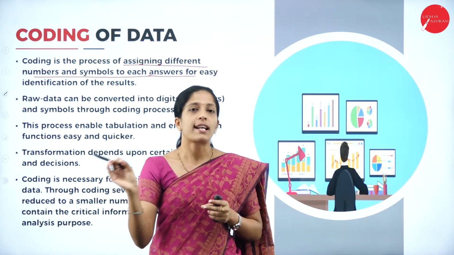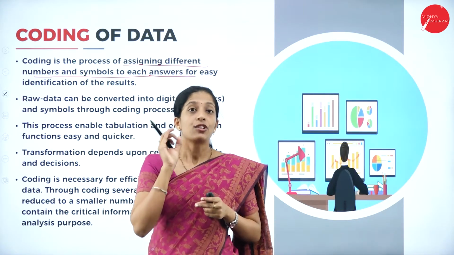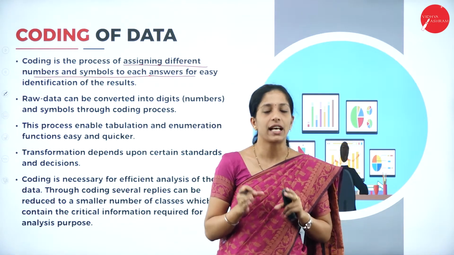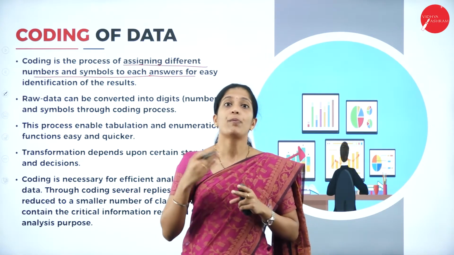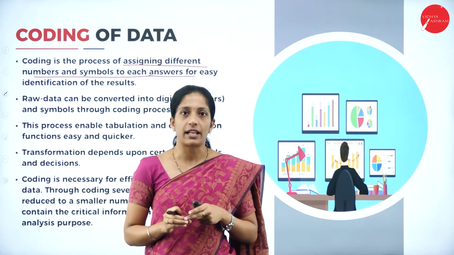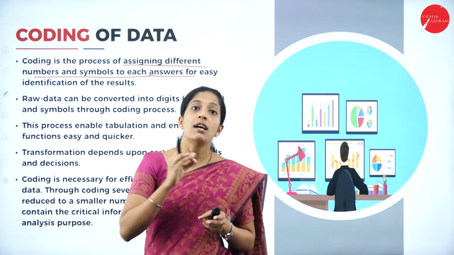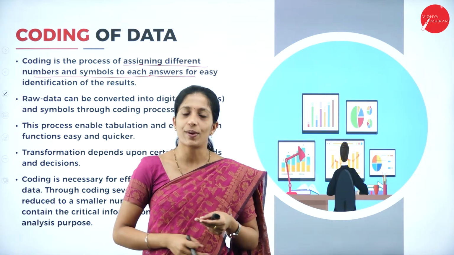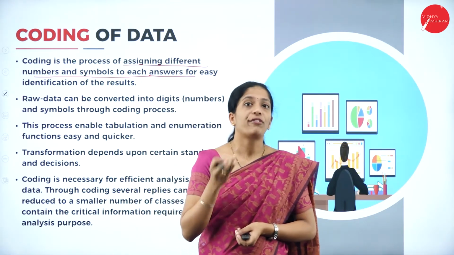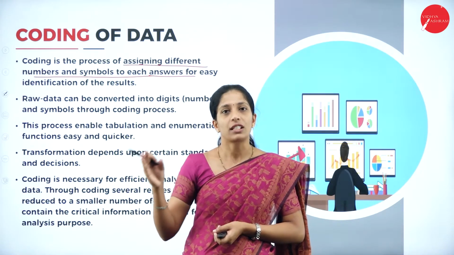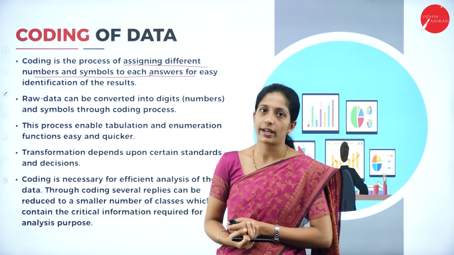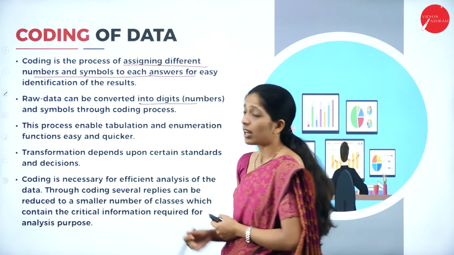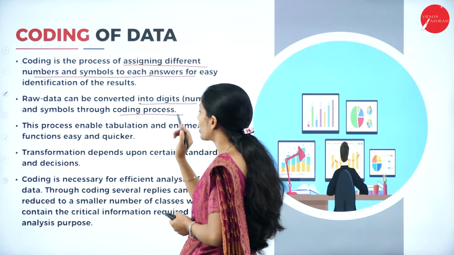Okay, so he need not identify the whole answers. Coding is done before research work, that is before collection of data, in terms of a questionnaire, and post-coding, that is after collection of data. After collecting the data also, certain symbols as well as numbers will be assigned in order to make the research work easy. That assigning of numbers as well as symbols for the answers is known as coding of data. Raw data can be converted into digits or numbers and symbols through the coding process.